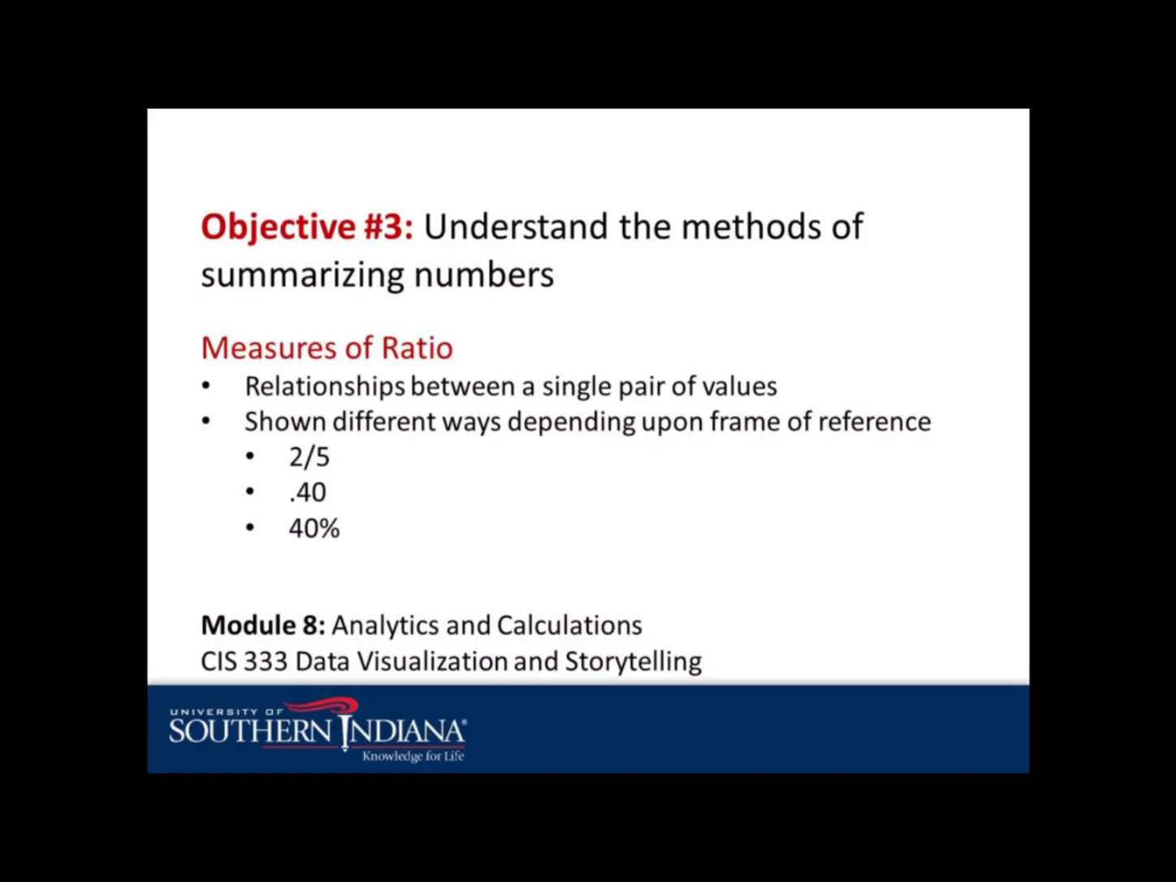Okay, the fourth type of aggregation is measures of ratio. And these are relationships between single pairs of values. They're shown different ways, just depending upon the frame of reference. It could be a division, like 2 divided by 5. It could be 0.4. It could be 40%. Here's an example of that.